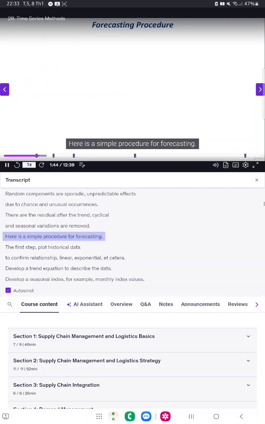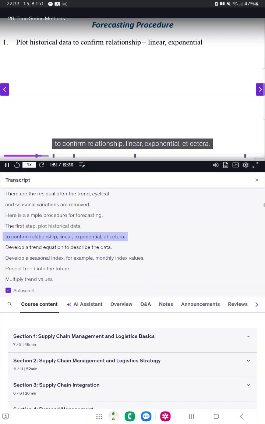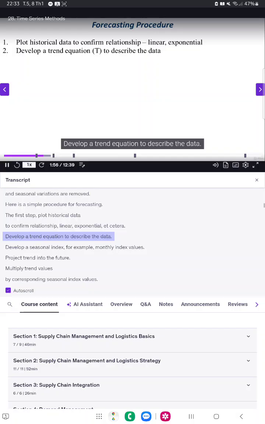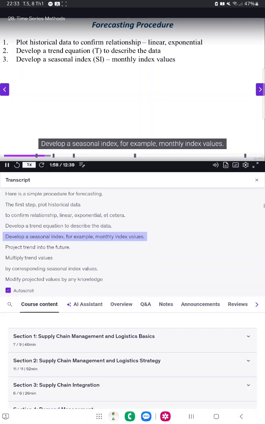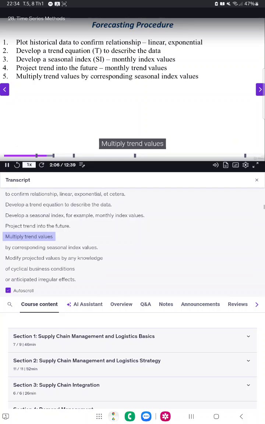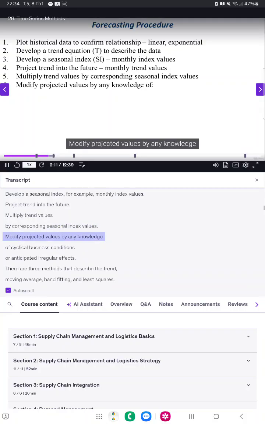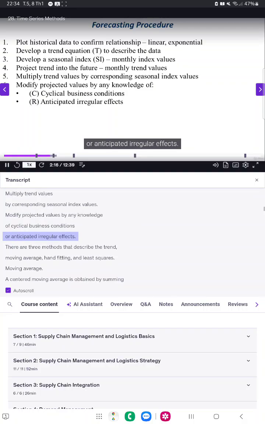Here is a simple procedure for forecasting. The first step, plot historical data to confirm relationship, linear, exponential, etc. Develop a trend equation to describe the data. Develop a seasonal index, for example, monthly index values. Project trend into the future. Multiply trend values by corresponding seasonal index values. Modify projected values by any knowledge of cyclical business conditions or anticipated irregular effects.